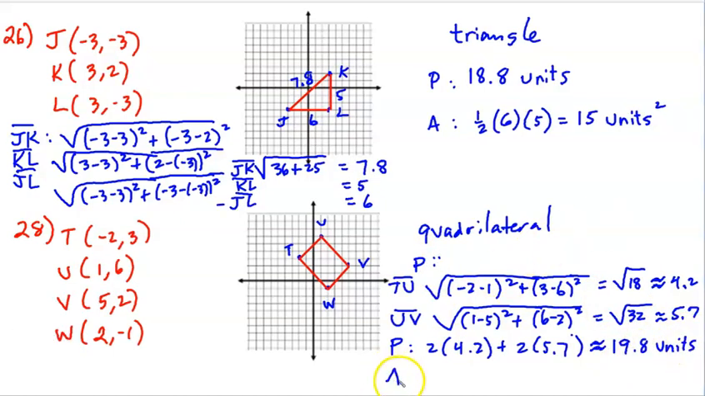And then area is length times width. And so we just multiply these numbers together. 4.2 times 5.7. And let's see what that number is. 4.2, length times width. And that becomes 23.9 if we're rounding to the nearest tenth.